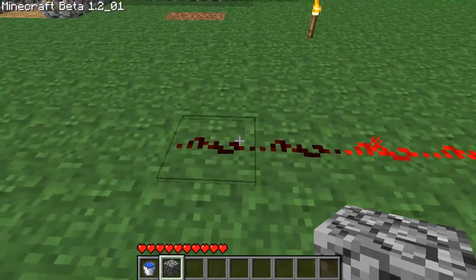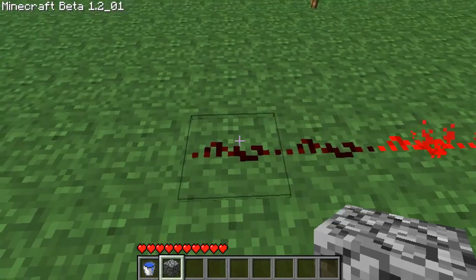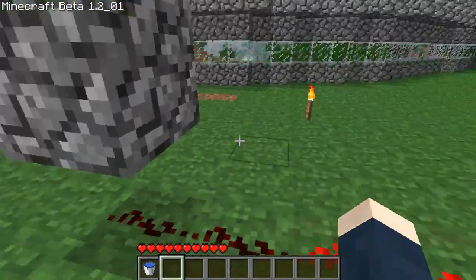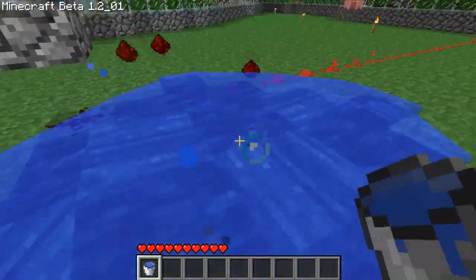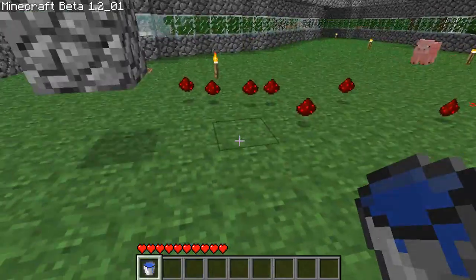Also, when you're placing it, it's a bit like a torch. When placing a block on top of it, it appears above it like that, and water will destroy redstone, so you need to watch out for that as well.